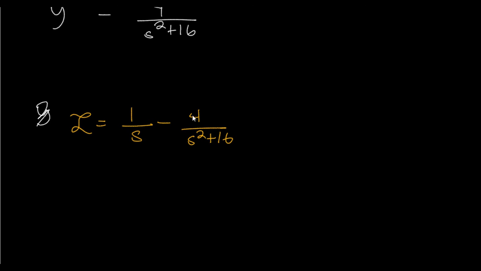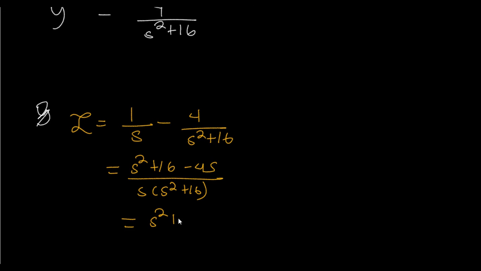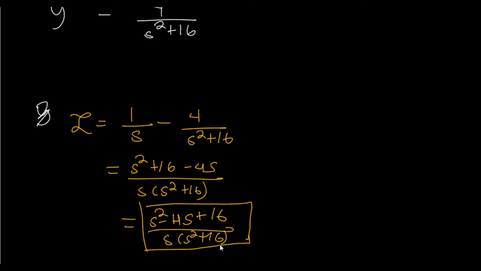I'm not sure kung pwedeng ganito na lang sa kay sir. Pero kung gusto mo i-simplify, wala namang problema. No? S squared plus 16 minus 4s divided by s times s squared plus 16. So, equals to s squared minus 4s plus 16 divided by s times s squared plus 16. So, ito yung sagot natin. Okay? So, ito yung Laplace transform natin. So, yun.